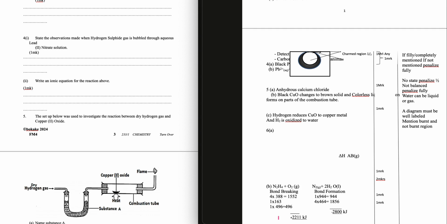Question 4, Roman 1. State the observations made when hydrogen sulfide gas is bubbled through aqueous lead 2 nitrate solution. Roman 2, write an ionic equation for the reaction above.